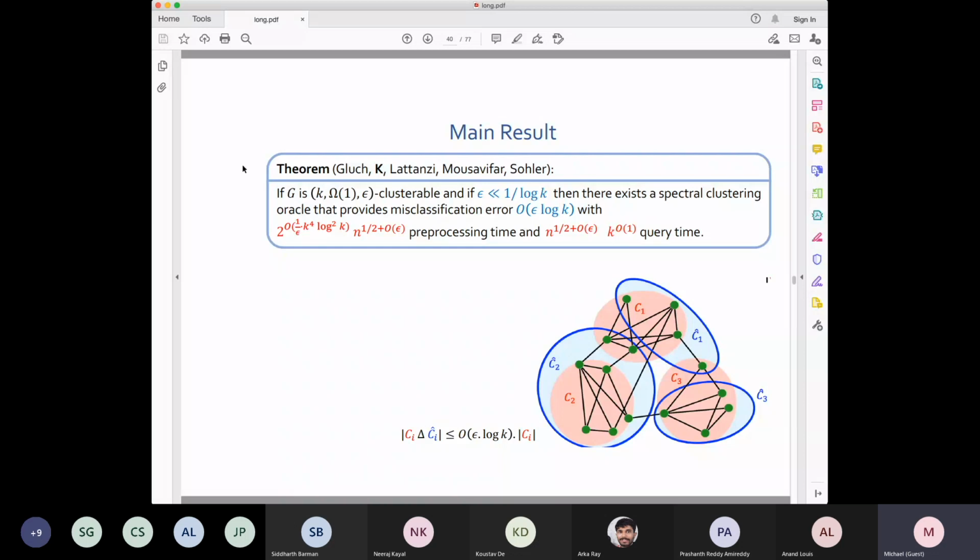Okay. So note that this is essentially information theoretically optimal due to our previous lower bound showing that even distinguishing between one clusterable an expander and two clusters with outer conductance epsilon requires n to the 1/2 plus order epsilon queries. Any questions about the statement of the result? All right, good. So in particular, here one can also get some trade-offs between query and preprocessing time as well.